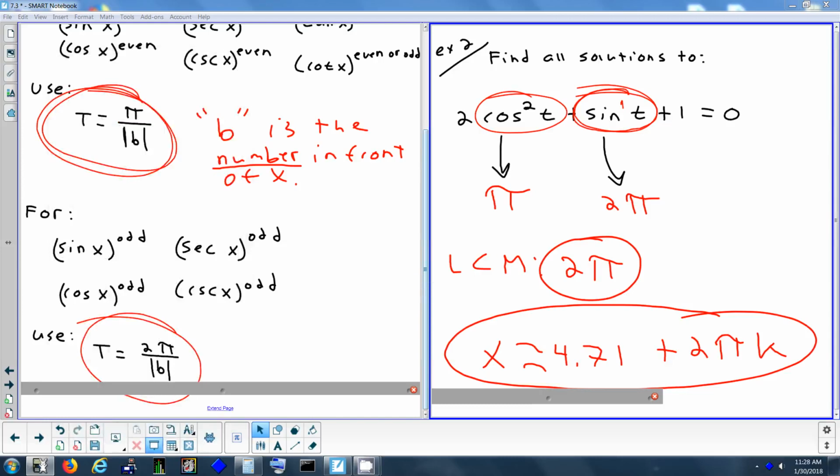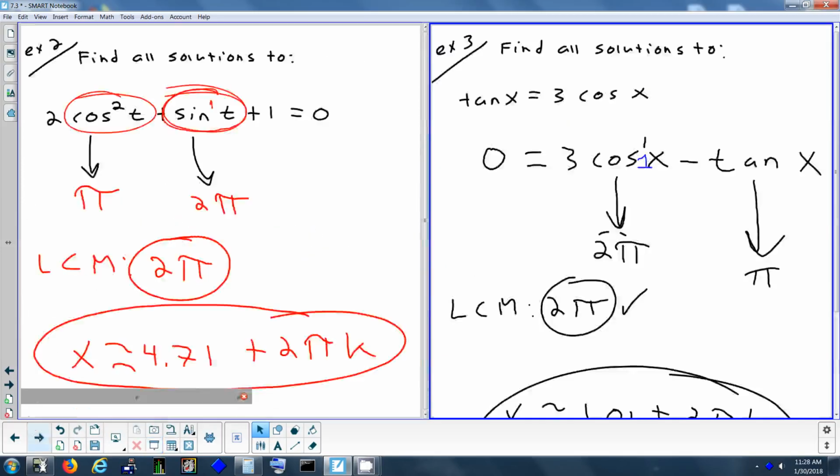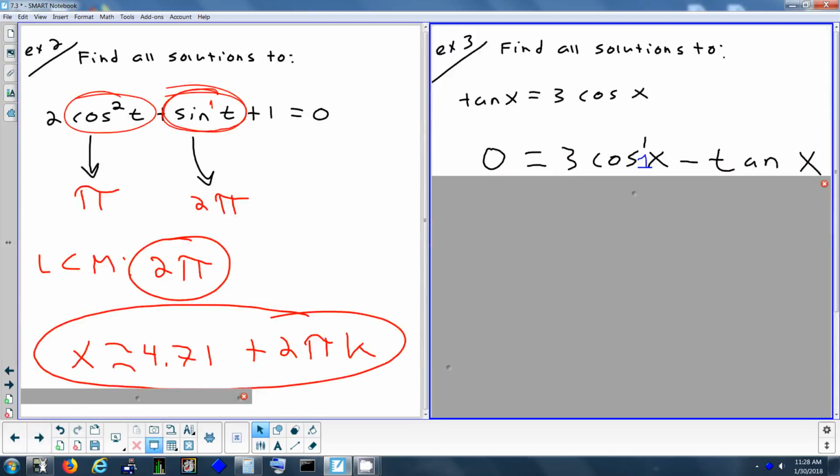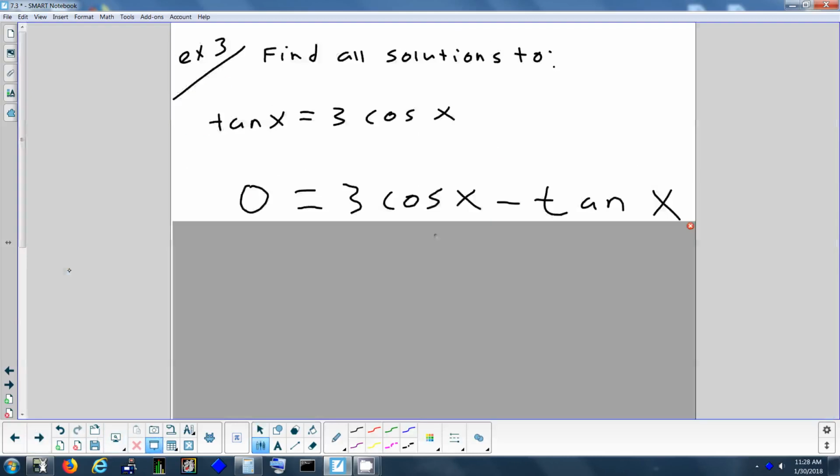Any questions on it? All right, so let's try this one. So we have 3 cosine x minus tangent x.